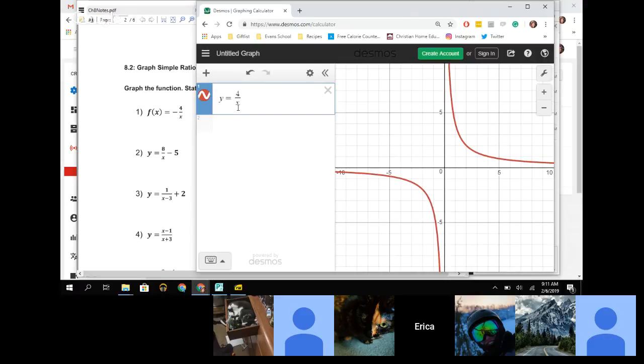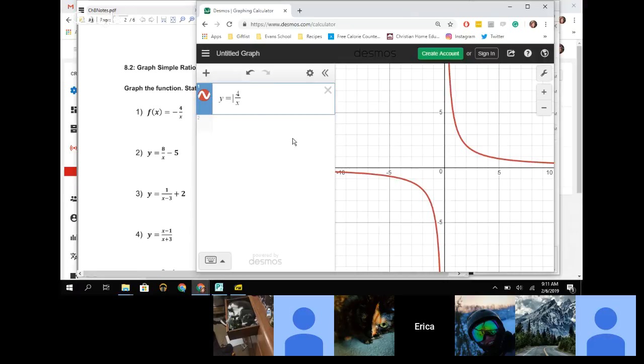So why is that? Think about this. If x is a really, really, really small number, okay? So say x is 0.1 even, right? 0.1, a small number, really close to 0. Then what that does is if you divide 4 by 0.1, you actually get 40, right?